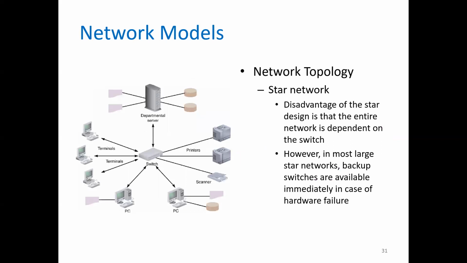Star network. In a star network, every host is connected to a central hub. The central hub may be a switch. The major advantage of a star network is that it is very reliable. If one cable or device fails, then all the others will continue to work. It is high performing as no data collisions can occur. The disadvantage of star design is that the entire network is dependent on the central hub, that is the switch.